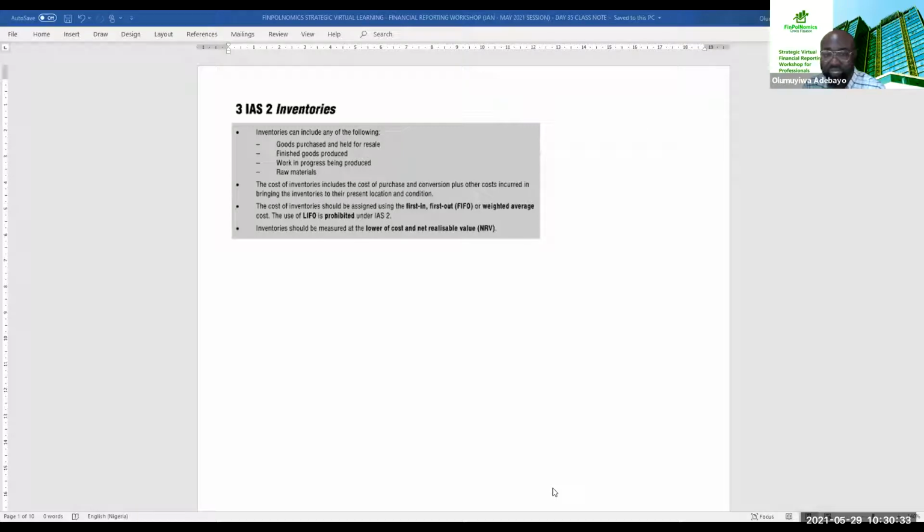Also, we are going to consider the aggregate cost of an inventory, starting from the purchase price to other incidental costs, including the cost of conversion of that inventory to its rightful state, to which it can be used in further production or for sale. We are equally going to look at various cost methodologies or inventory costing techniques in line with the requirements of IAS 2.